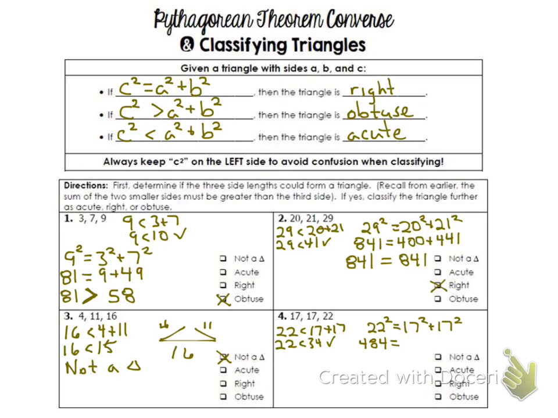17 squared is 289, and we have two of those. So we have 484 and 578. 578 is bigger, so the inequality opens there, and that looks like we're going to use the last option, which is acute.